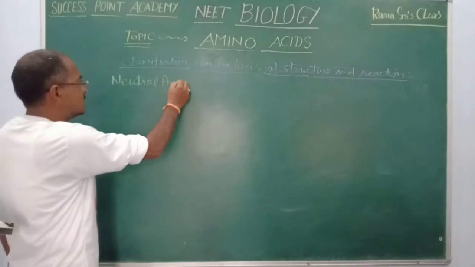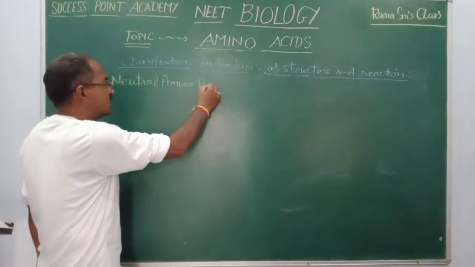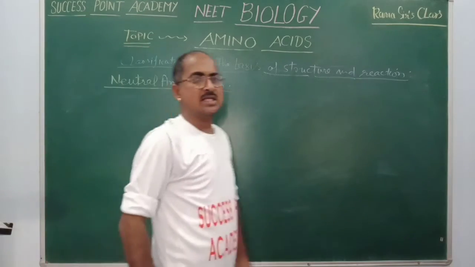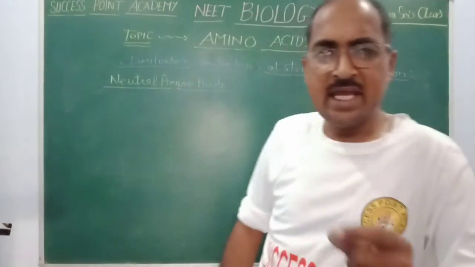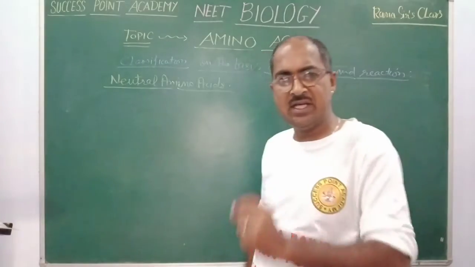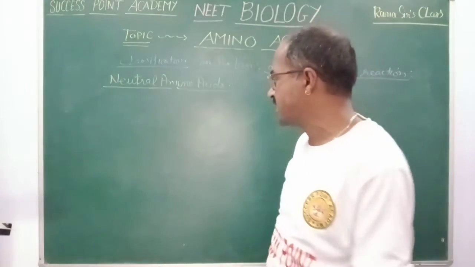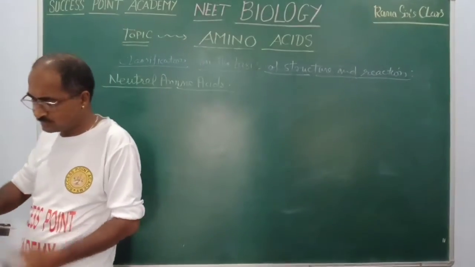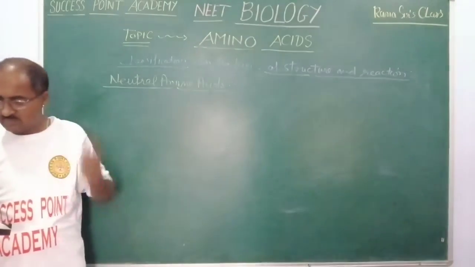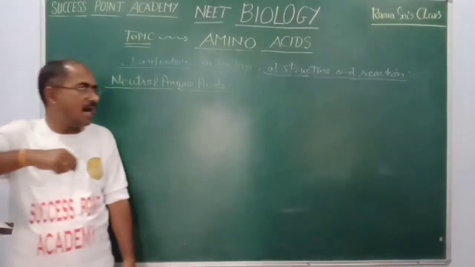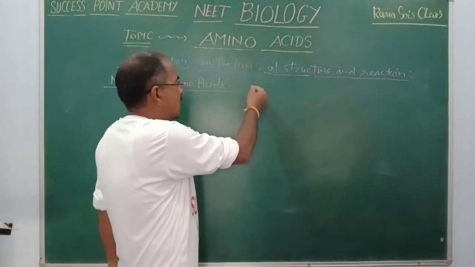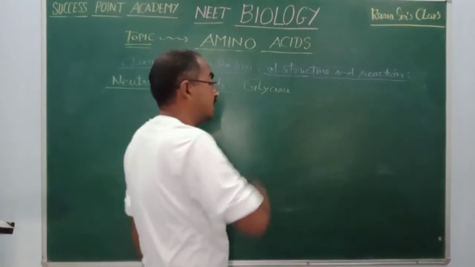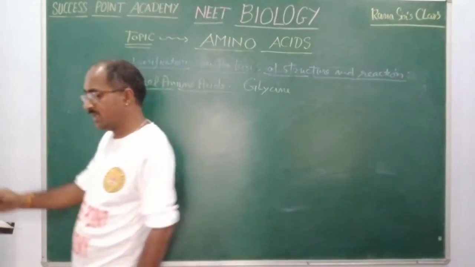Neutral amino acids. Can you guess? How will we call them neutral? They will be termed as neutral because they contain an equal number of amino groups and carboxylic acid groups. So they are basically neutral. Got it? So they are what? Glycine. Remember this, neutral category.